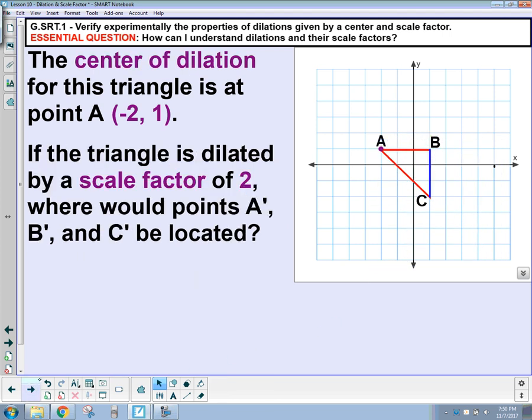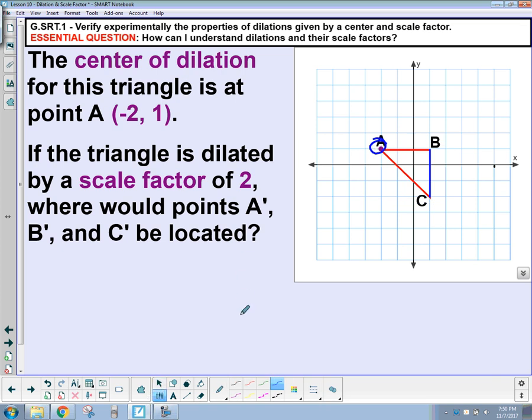So, the center of dilation of the triangle is negative 2, 1, again, right here. If the triangle is dilated by a scale factor of 2, where would points A prime, B prime, C prime be located? So, scale factor of 2. We know it's going to get bigger.